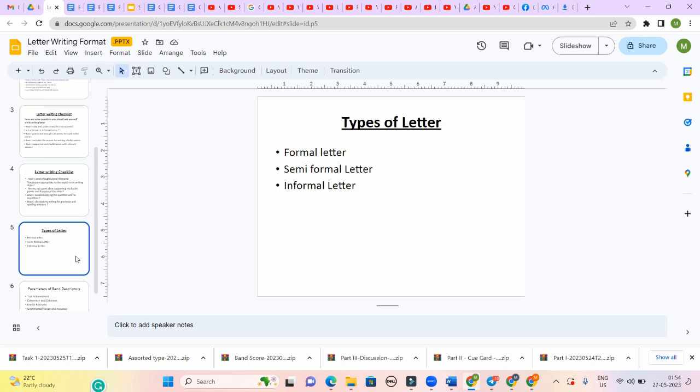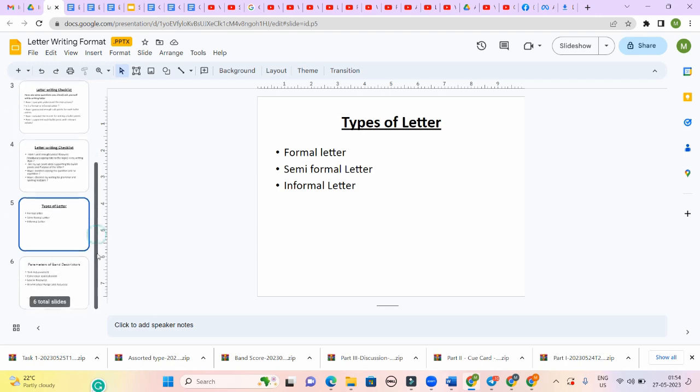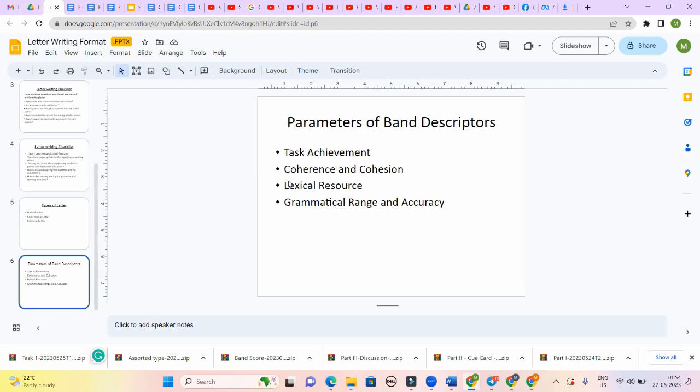Then the types of letter: formal letter, semi-formal letter and informal letter. Three types of letters are usually covered. Now come the parameters of band descriptors. Already we know them: task achievement, coherence and cohesion, lexical resource, grammatical range and accuracy.